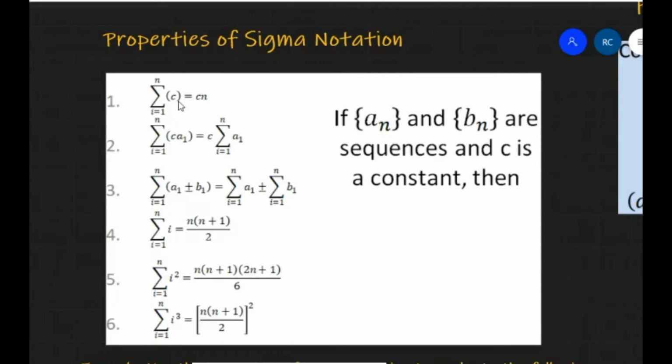Number 2, summation of C or constant times A sub i from i is equal to 1 to n.